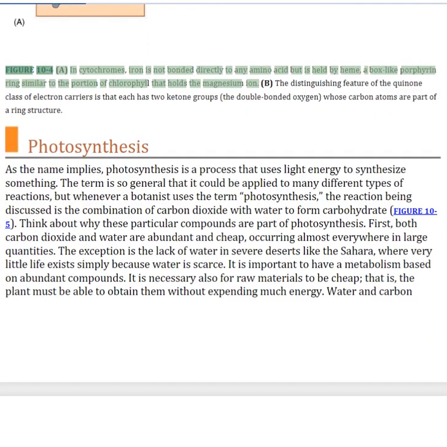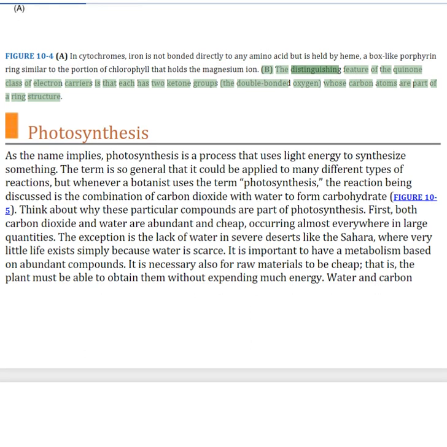Figure 10.4 In cytochromes, iron is not bonded directly to any amino acid but is held by heme, a box-like porphyrin ring similar to the portion of chlorophyll that holds the magnesium ion. The distinguishing feature of the quinone class of electron carriers is that each has two ketone groups whose carbon atoms are part of a ring structure.